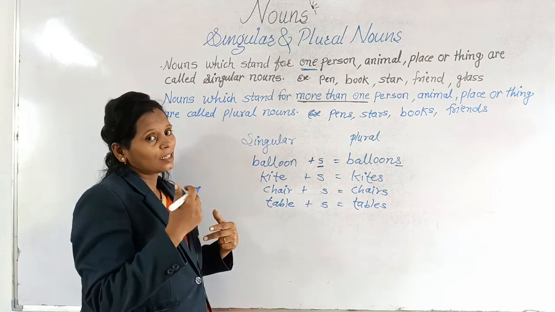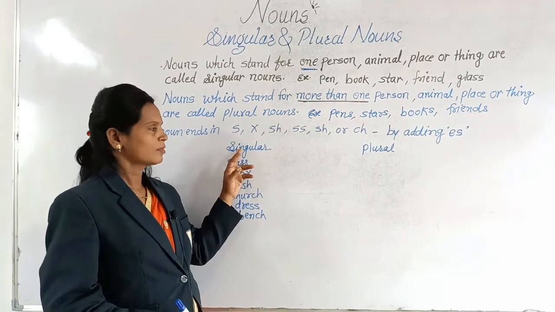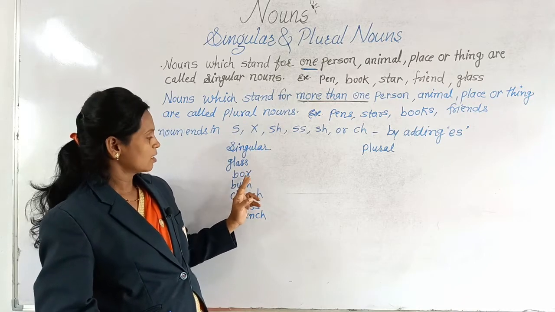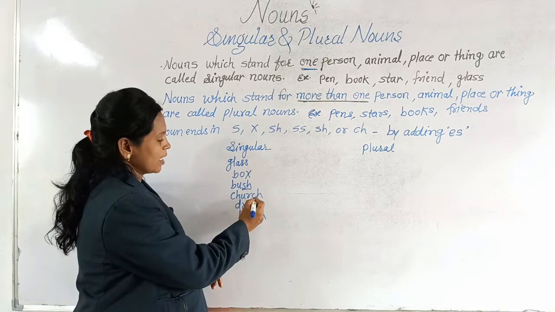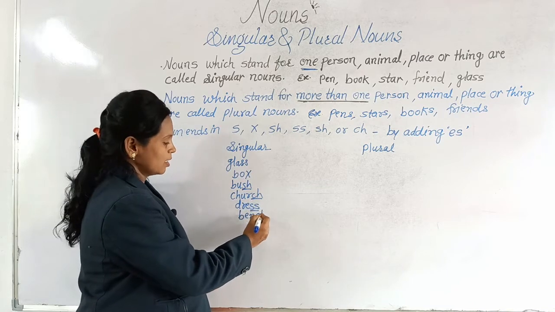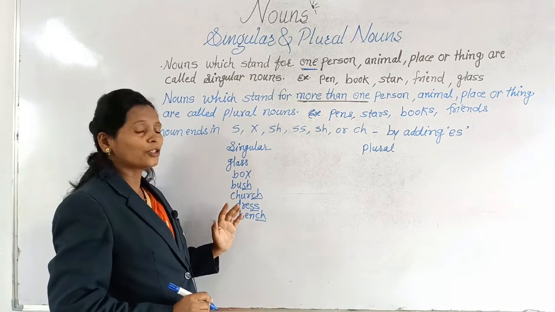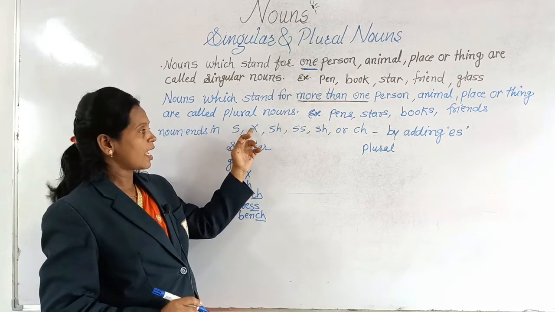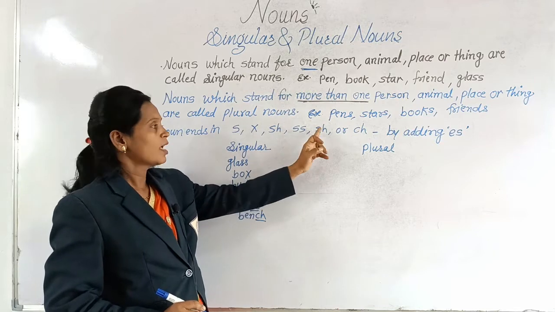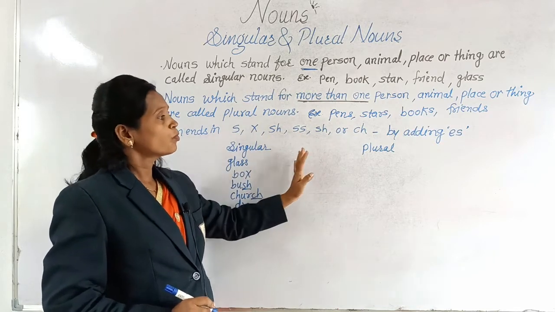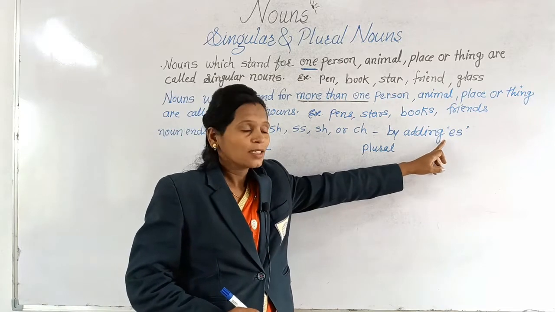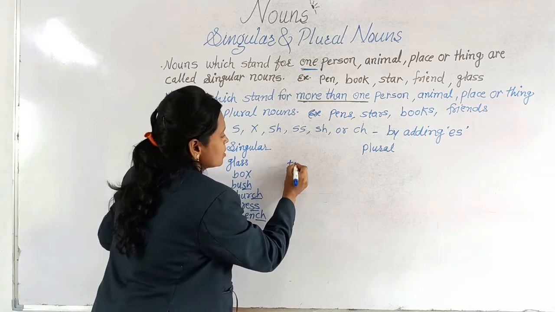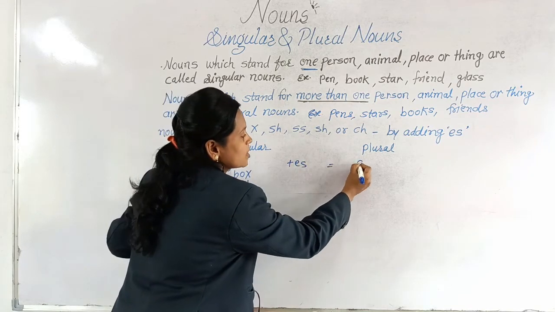Next, see how you can change nouns that end in double s, x, ch, or sh in the last letters. Now look, nouns ending in s, x, sh, ch. So how can you make the plural? First of all, if a noun ends in s, x, sh, double s, or ch, we have to add es to the end of the word. Look, glass plus es. What is this? Glasses.